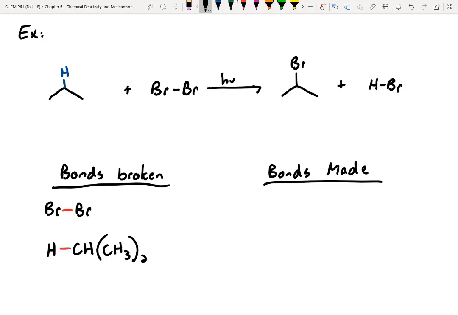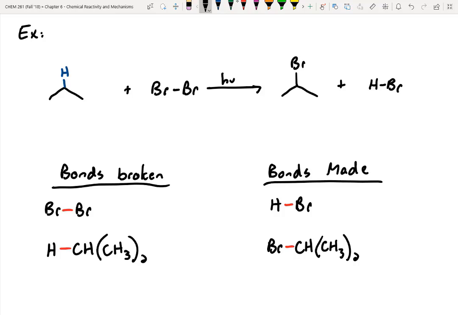Now let's think about bonds being made. What are we making? HBr, right? That was a new bond that wasn't present to start out with. So H getting bonded to a Br was a new bond being made in this reaction. The other one being made is the bromine-to-carbon bond. So we could say bromine that's now bonded to the CH that also has two methyl groups. And so we've got a comprehensive list of all our bonds broken and bonds made in this reaction.